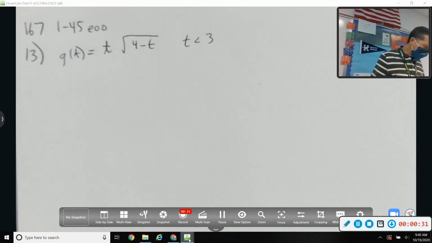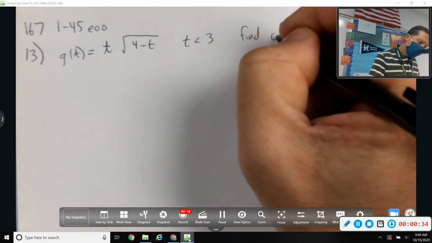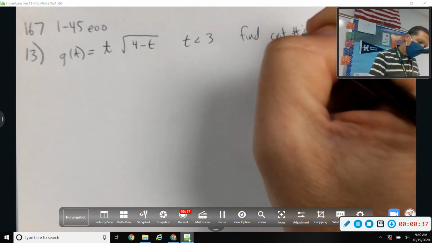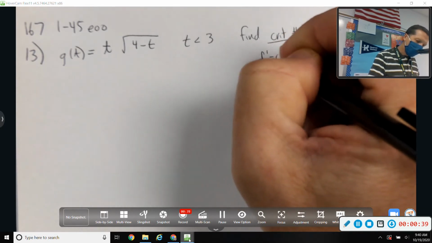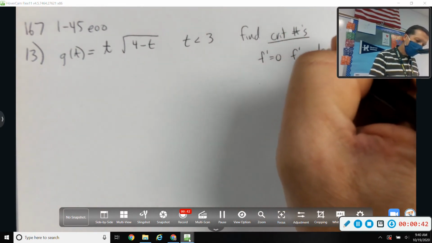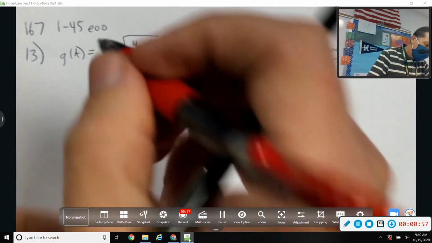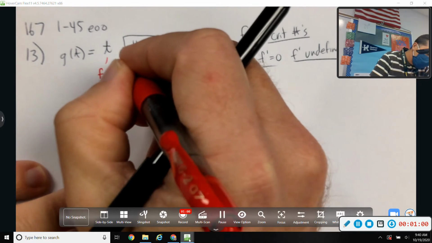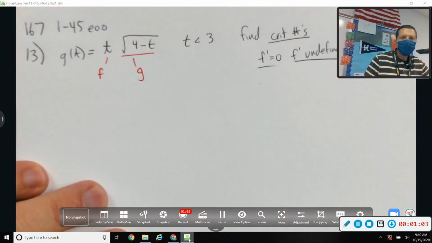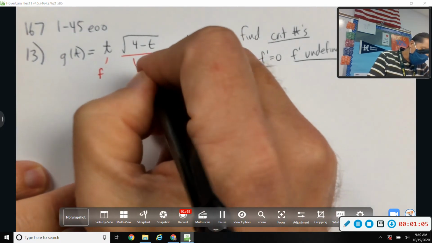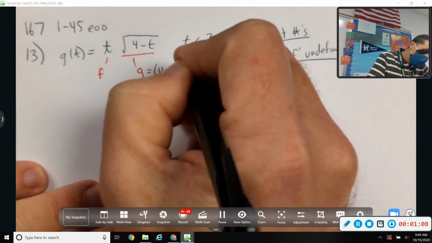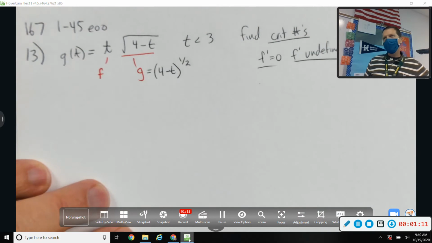Okay, the directions say find the critical numbers. Critical numbers are where f prime is 0 or f prime is undefined. Well, in this case, g, but where the derivative is 0, where the derivative is undefined. So let's take the derivative, and we'll see if it's 0 anywhere and if it's undefined anywhere. But to take the derivative, I need the product rule. And even before I get to the product rule, I'm going to rewrite part of that as an exponent rather than as a radical.